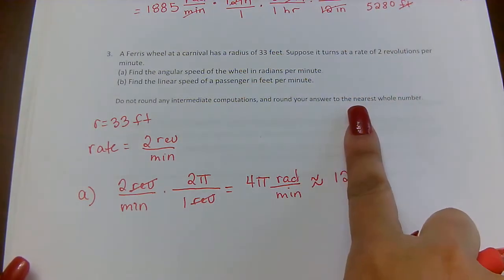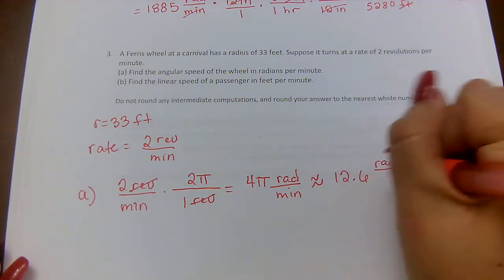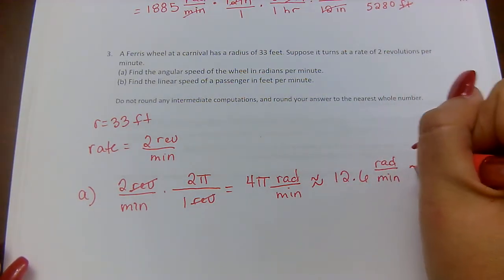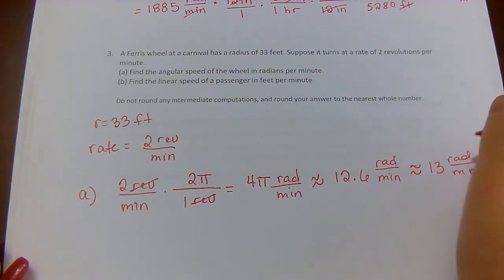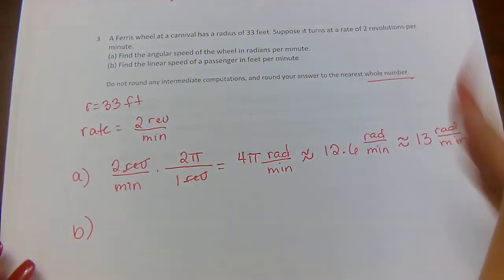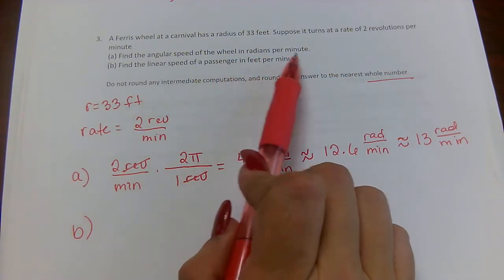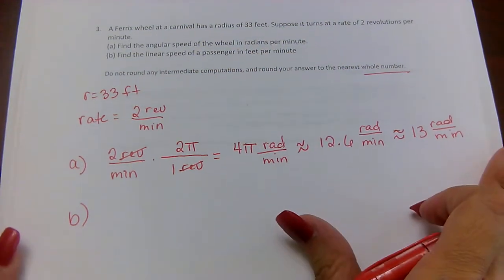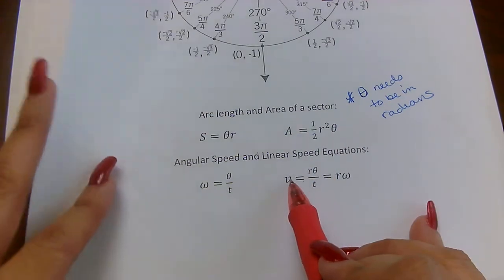If I go back, it says actually on this problem, we're rounding to the nearest whole number. So 12.6 radians per minute is going to be equal to 13 radians per minute if we're going into a whole number. Okay. Part B says find the linear speed of the passenger in feet per minute. Okay. So now what we're going to do is we're going to go back to that equation, and we're going to use the same one.